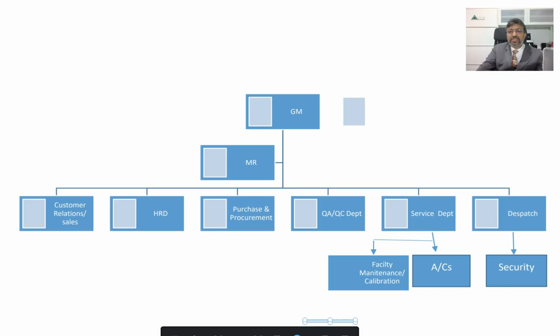This is the organization chart. General manager, management representative. It's not a mandatory requirement in the standard to have a management representative now, but in this case they have. They have the customer relations department, human resource department, purchase and procurement department, QAQC, service department and dispatch. Under the service department, they have facility and maintenance and accounts, and the dispatch department has the security department with it. So these are the departments within the organization, and we have to include all of these in our audit plan.